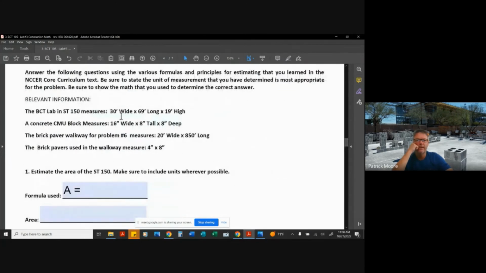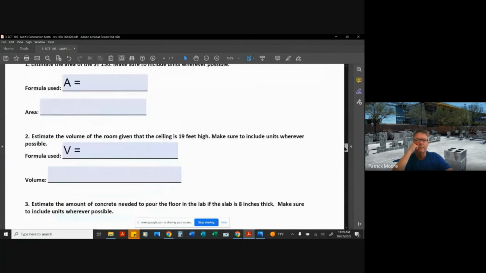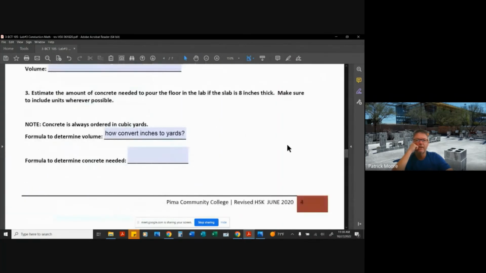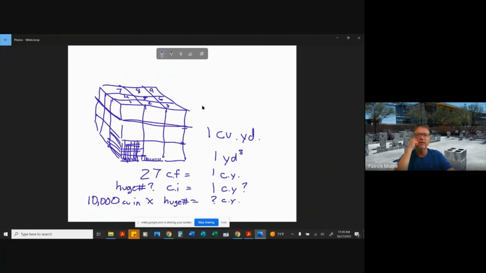And you could find how many cubic feet is the slab, and then you could convert the cubic feet into yards. So that's the way I just showed you. The next way would be to convert everything to yards from the beginning.